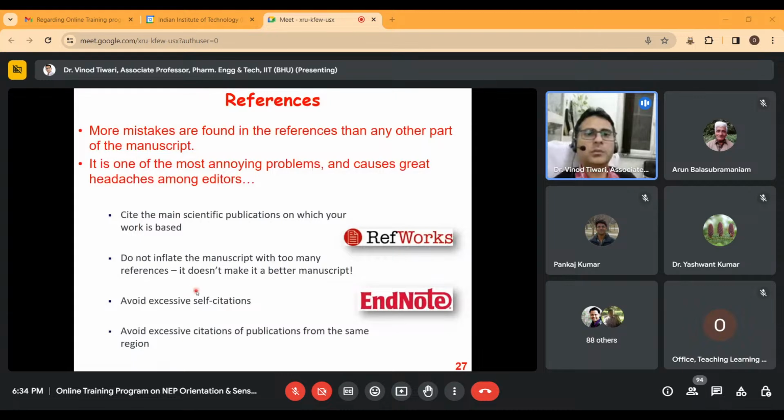References, this is the part where people make most of the mistakes because they are not careful. More mistakes are generally found in the reference section than any other part of the manuscript. It is one of the most annoying problems and causes great headaches among the editors.